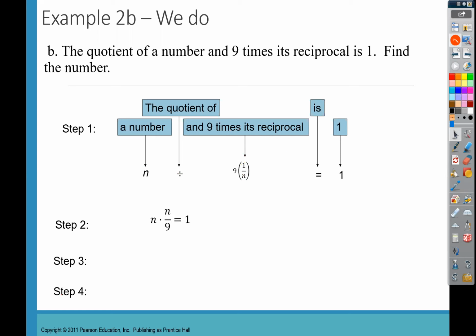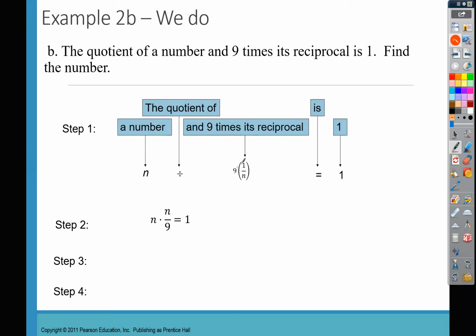Then you actually multiply. So 9 times 1 over n would be 9 over n, right? But we have to divide that, so they're multiplying by the reciprocal.